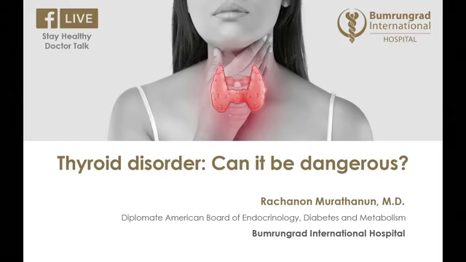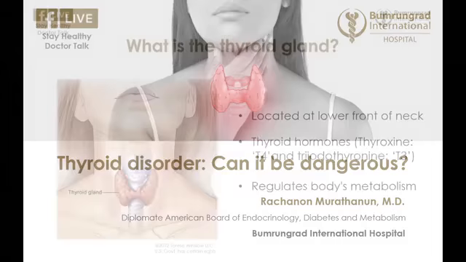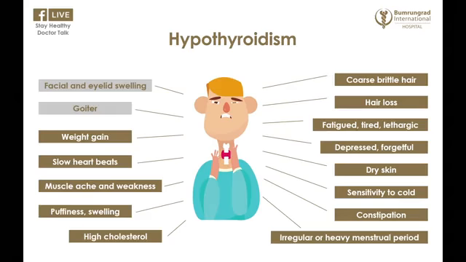For brain function, they can become sluggish. They feel sleepy all the time. They feel chronically fatigued. They can feel sort of depressed. The heart rate can be slow. They can't really tolerate the cold, they feel cold more easily than normal. They have dry skin. The hair can be coarse and brittle. People can have hair loss.